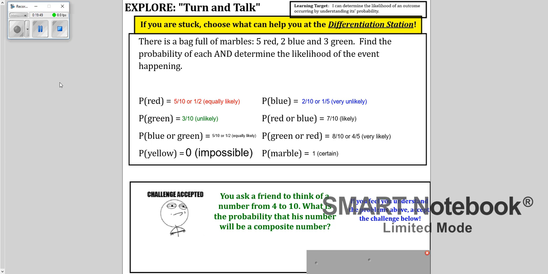Okay, answers are up. Check your work. Notice for yellow, 0. There are no yellow marbles. So I could have written 0 out of 10, but it's just 0. It's impossible. And the last one, the probability of picking a marble, well, that's 100%. It's 1. I could have written 10 out of 10, but that just simplifies to 1. It's definitely going to happen, so I wrote certain.